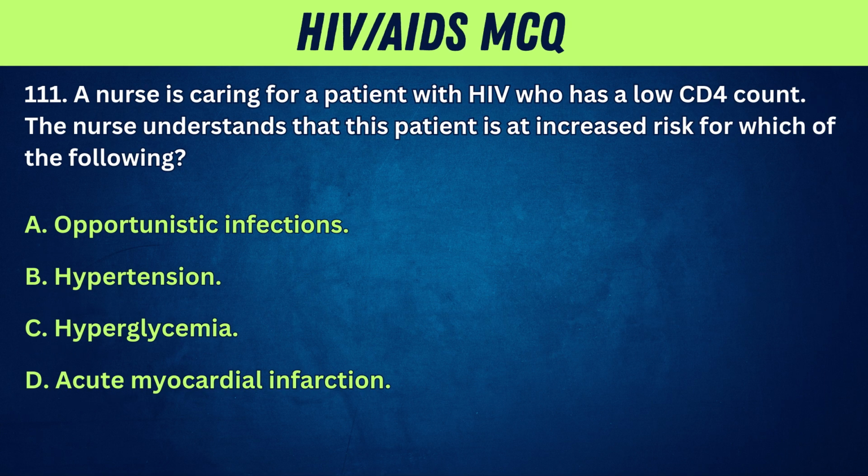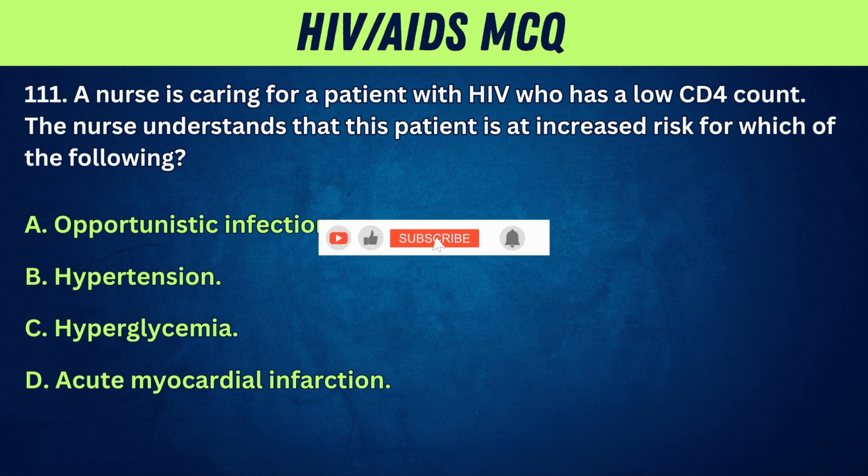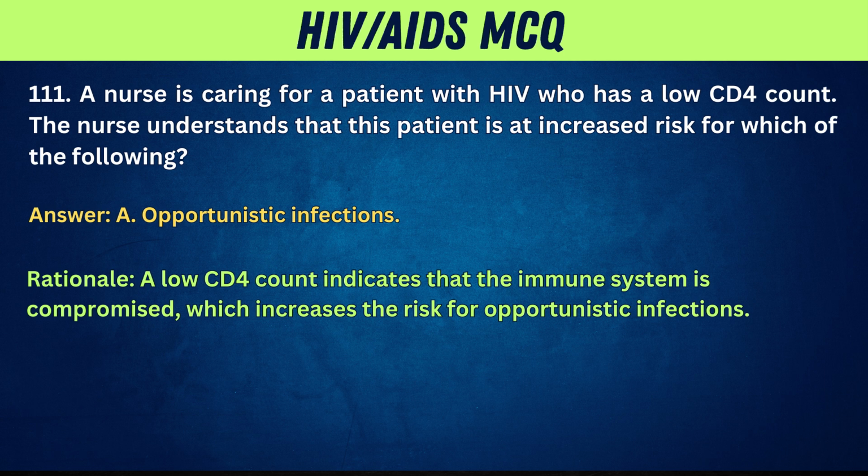111. A nurse is caring for a patient with HIV who has a low CD4 count. The nurse understands that this patient is at increased risk for which of the following? A. Opportunistic infections. B. Hypertension. C. Hyperglycemia. D. Acute myocardial infarction. Answer: A. Opportunistic infections. Rationale: A low CD4 count indicates that the immune system is compromised, which increases the risk for opportunistic infections.